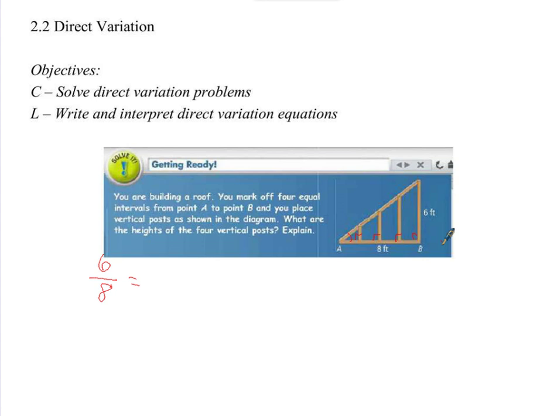How'd you get 2? Well, how do you know that it's all equal lengths? Good. You mark off 4 equal intervals. So this length is the same as this, is the same as this, and is the same as this. If the total length here is 8, then each interval must be 2. So this length here is 2, which makes this length 4, which makes this length 6, because the overall length is 8. Agreed? Okay.